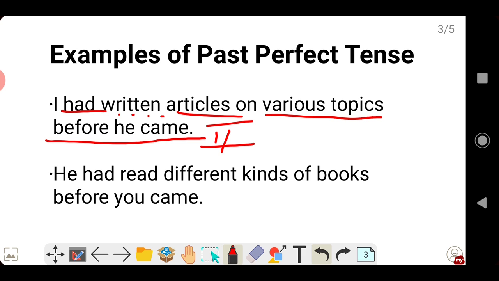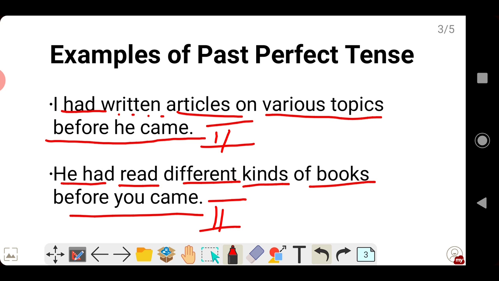Consider the second example. He had read different kinds of books before you came. Note that this read is not pronounced like the first form, it is the third form of the main verb read. The second part, before you came, follows past indefinite tense, because came is the second form. You must know that we always use the second form in simple past tense.